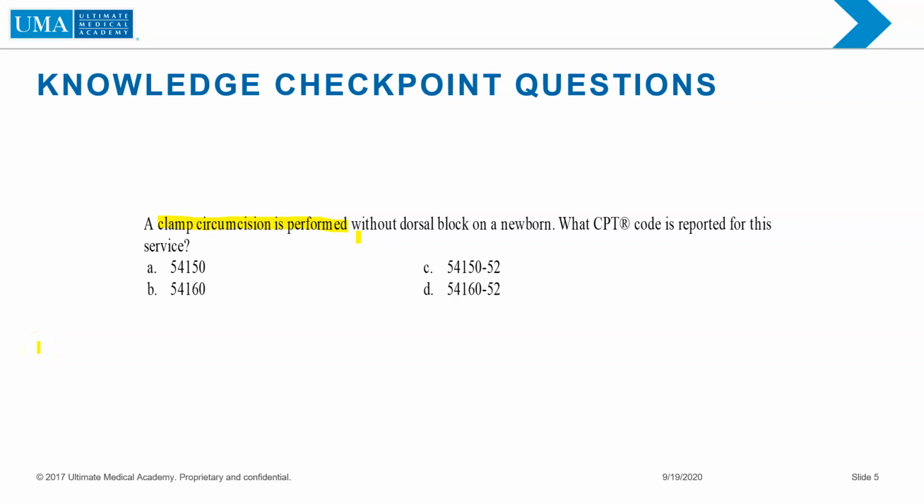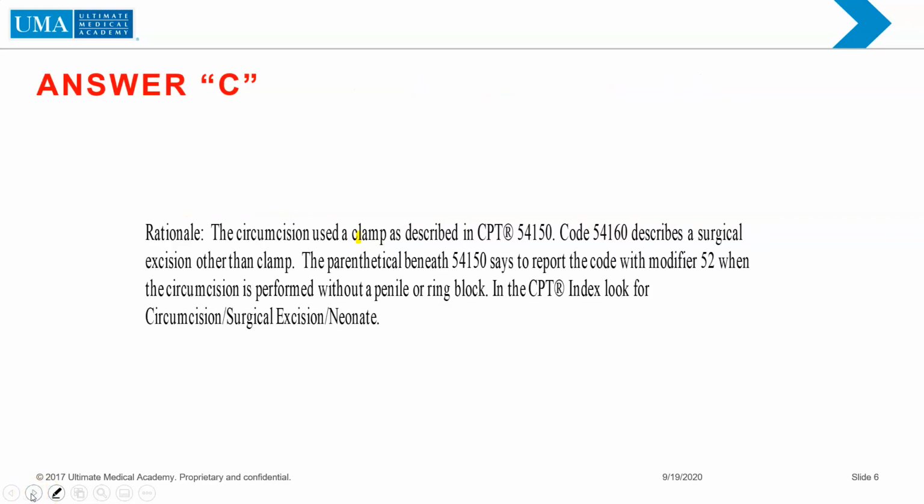So, and then remember modifier 52 is when it's performed without a dorsal penile or ring block. So we're maybe looking at 54150, or do you think it's 54160? It would be 54150, right? Because that's the one where you report 54150 with modifier 52 when performed without a dorsal ring block. So it would be 54150, and we would use modifier 52. Okay, and if you're looking in the index, we can do that really quickly. You go to the back, you'd look for circumcision, then you would look for excision, and then neonate. And let's get that back there so you can have a little practice before we move on to the next question.